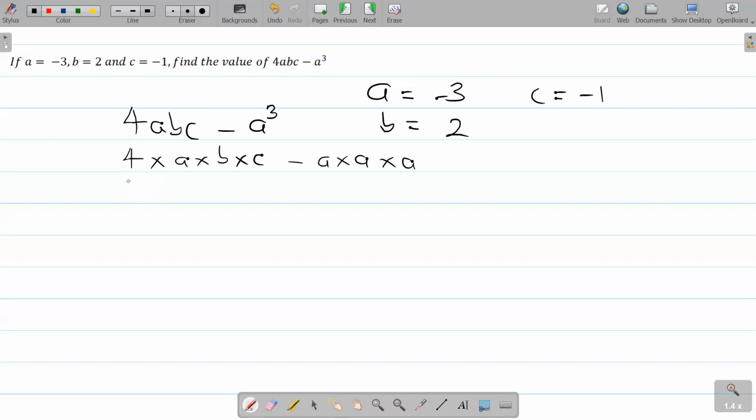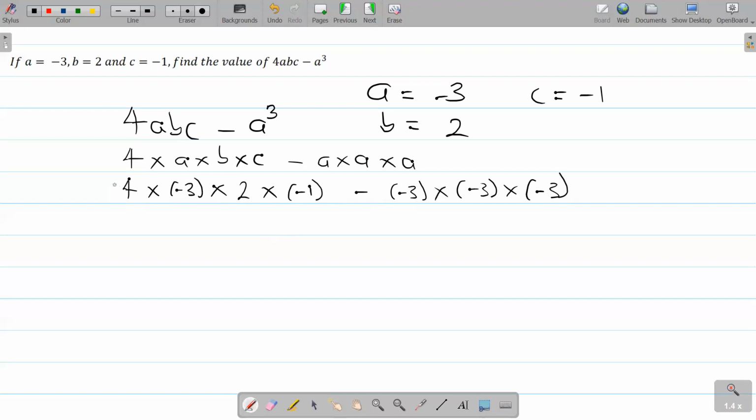So we're going to have 4 times, our A is what? -3, right? And put it in a bracket. Times B, which is what? 2. Times C, which is what? -1. Good. Then minus the A, we have what? -3 times another -3 times another -3.